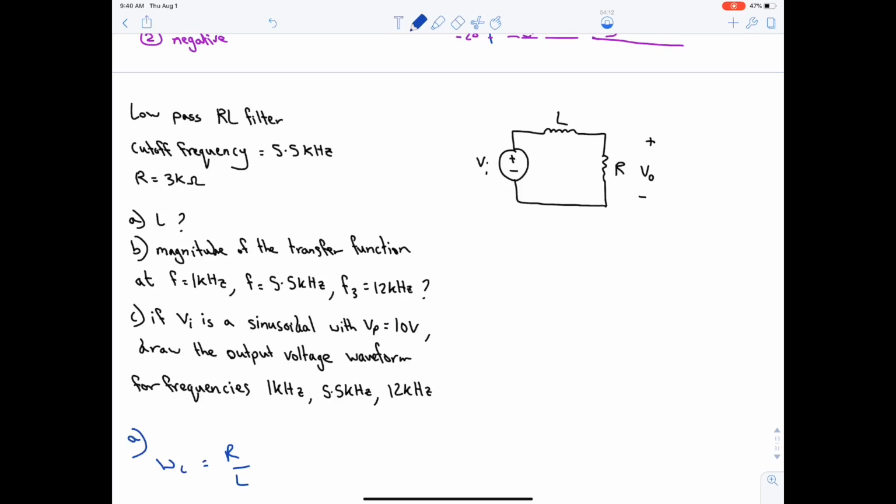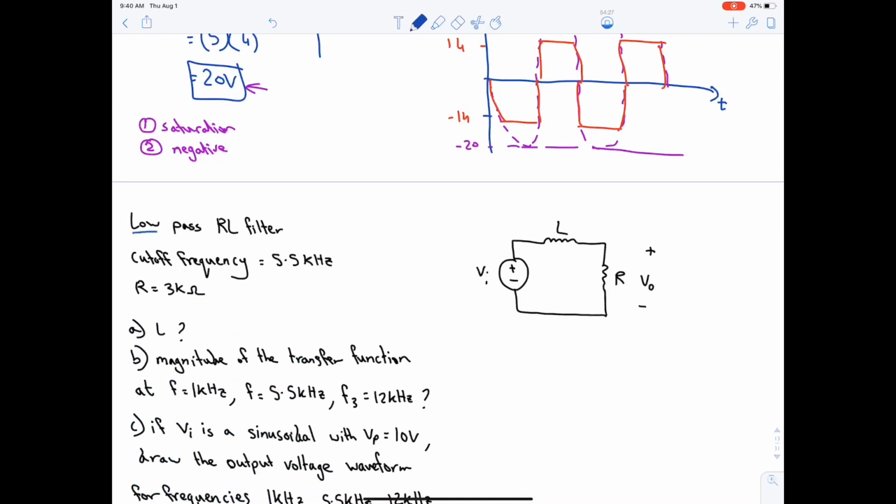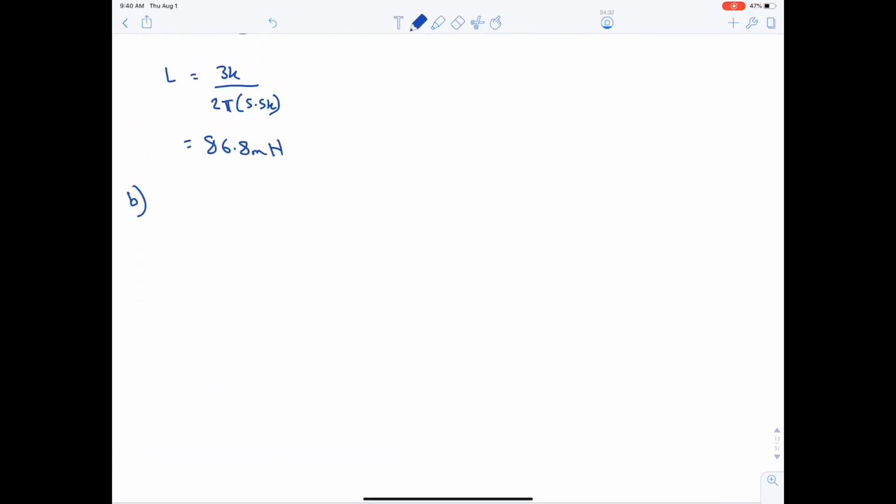Part B says, magnitude of the transfer function at the following frequencies: 1 kilohertz, 5.5, and 12 kilohertz. Okay, we have solved this question before, but it was for high pass. This is a low pass. So let's do it quickly. I will not derive it from scratch. You know how to find the magnitude. It's equal to R over L over the square root of (R over L) squared plus omega squared.